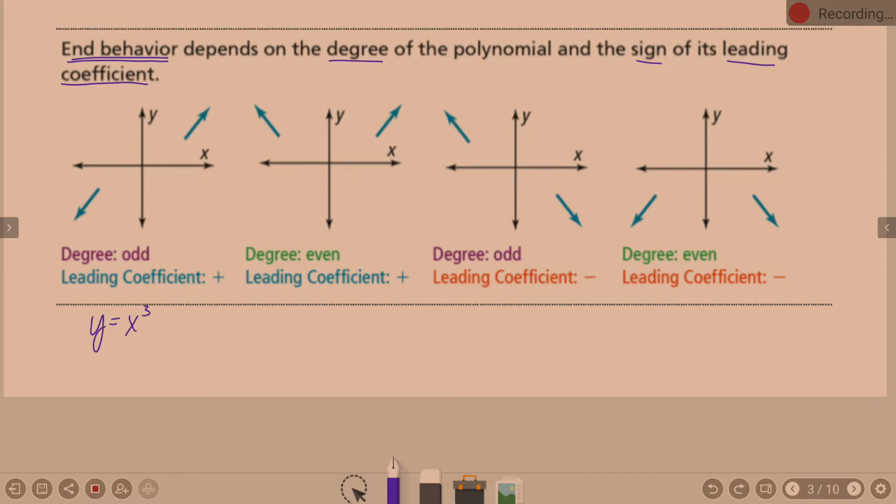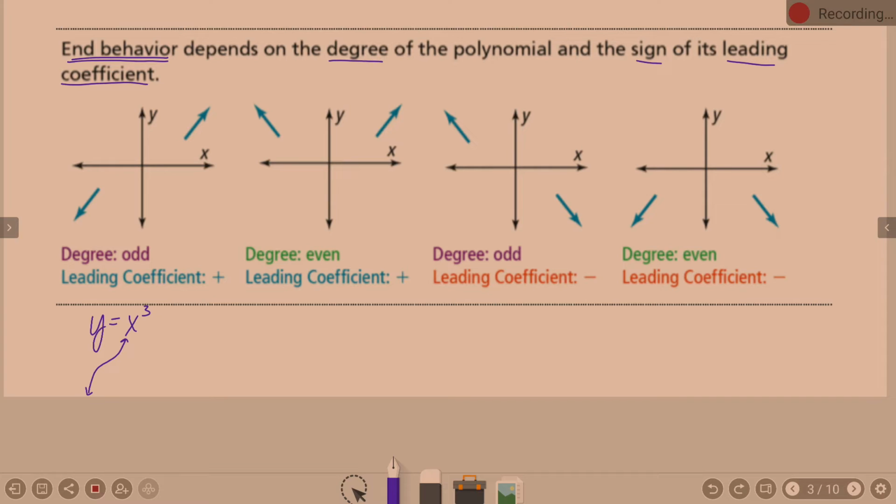Y equals x cubed does this. You guys know enough to picture the graph of y equals x cubed or not? No. Y equals x cubed does that right there. Okay, and that's a graph we'll look at some. But here's the deal. That is an odd power, right? That is an odd degree. And it's a positive leading coefficient, y equals x cubed.